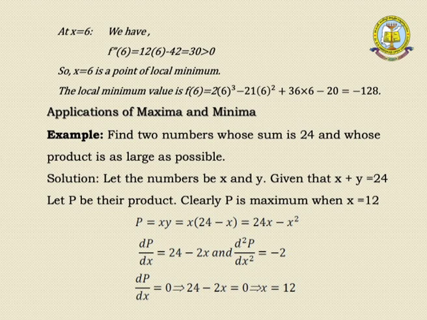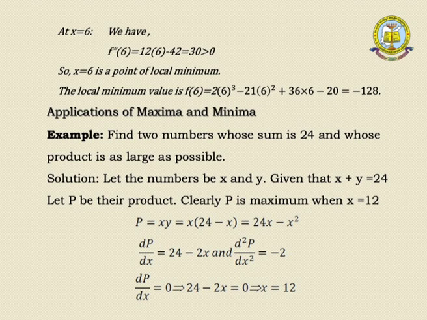What is d square p by dx square? It is minus 2. So, d square p by dx square is minus 2 at the point x equal to 12. So, p is maximum when x is equal to 12. So, you have to find where this second derivative is negative.